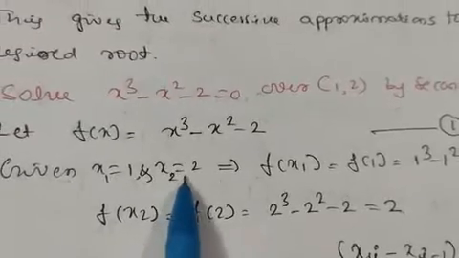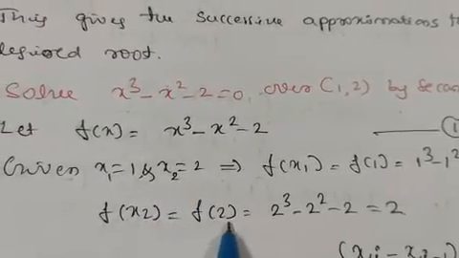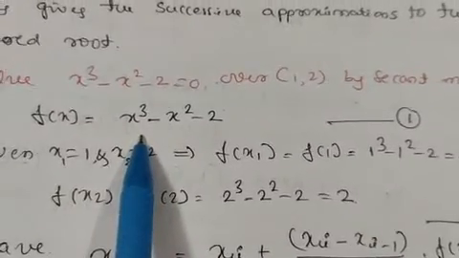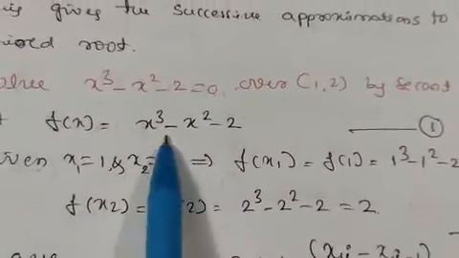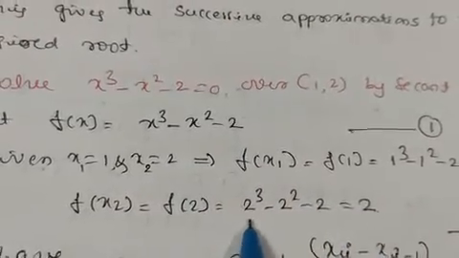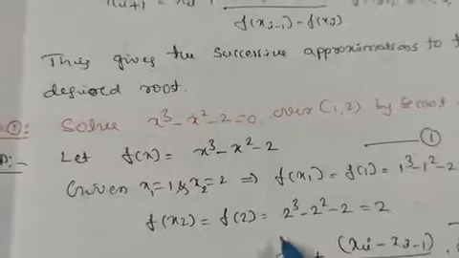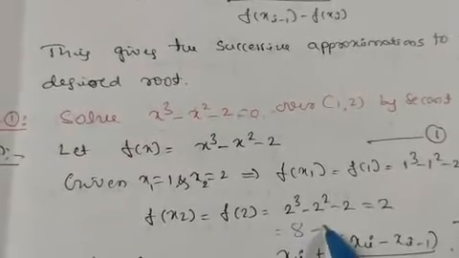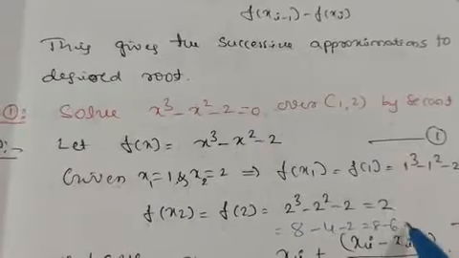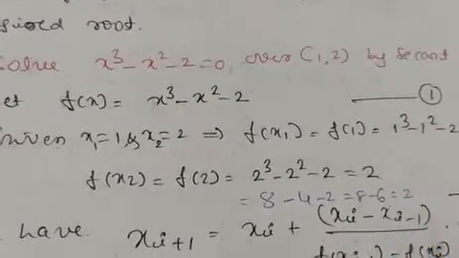f of x2 is f of 2, because x2 equals 2. Put x equals 2 in equation 1 and you get f of 2. So it is 2 cube minus 2 square minus 2, which is 8 minus 4 minus 2. That is 8 minus 6, which equals 2. You will get 2 here.